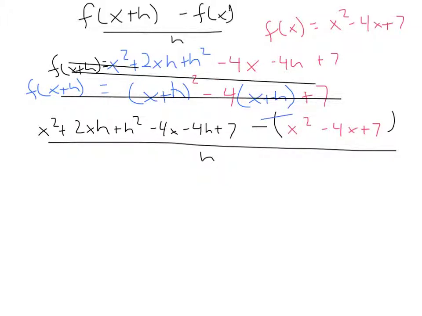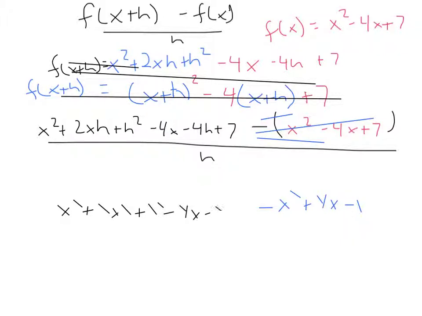So let's distribute my negative all the way through. And I get negative x squared plus 4x minus 7. And then all of this just comes down. That was the first important step. And I'm dividing by h. Okay, now what am I going to do, William? Put like terms together. Alright, what's the first thing you see?